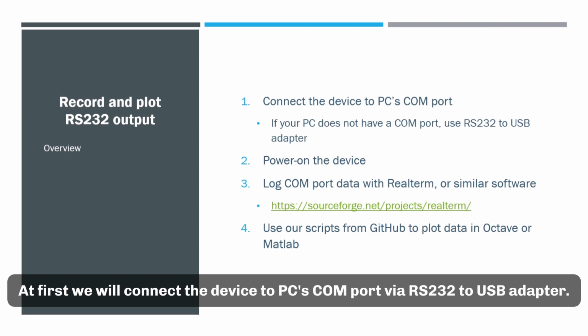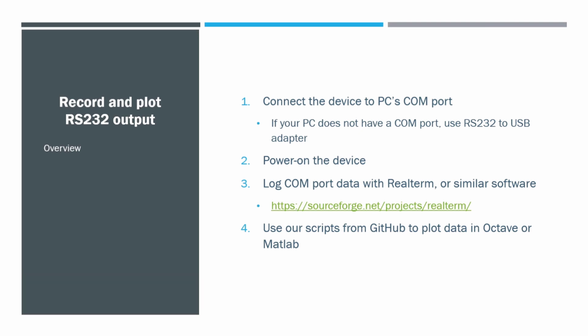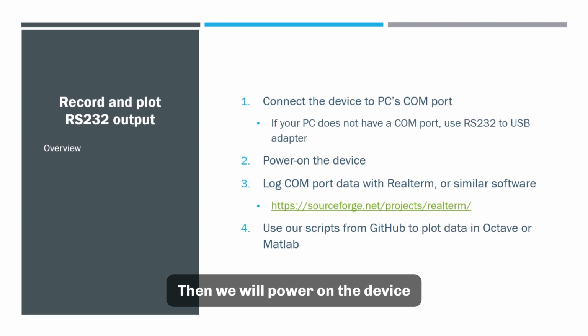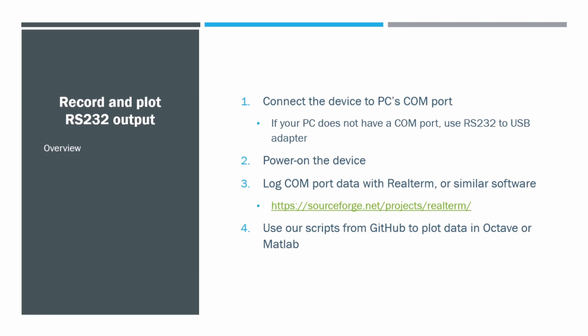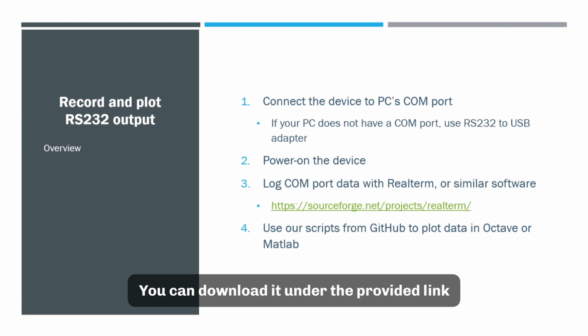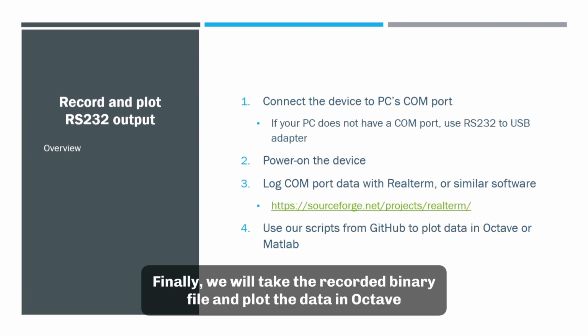At first, we will connect the device to PC's COM port via RS232 to USB adapter. Then we will power on the device. Afterwards, we will log COM port data with real-time. You can download it under the provided link. Finally, we will take the recorded binary file and plot the data in Octave.